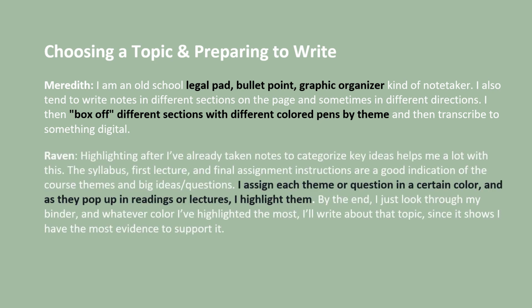Raven shares, highlighting after I've already taken notes to categorize ideas helps me a lot with this. The syllabus, first lecture, and final assignment instructions are a good indication of the course themes and big ideas or questions. I assign each theme or question a certain color, and as they pop up in readings or lectures, I highlight them by color. By the end, I just look through my binder, and whatever color I've highlighted the most, I'll write about that topic, since it shows I have the most evidence to support it.